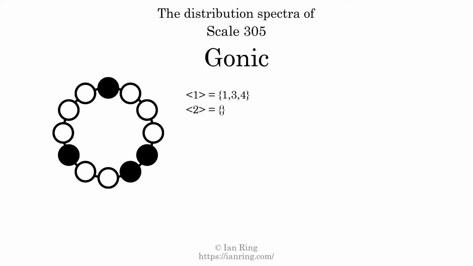The generic interval of 2 scale steps comes in 4 different specific interval sizes: 4 semitones, 5 semitones, 7 semitones, and 8 semitones. The spectrum width of this generic interval is 4.